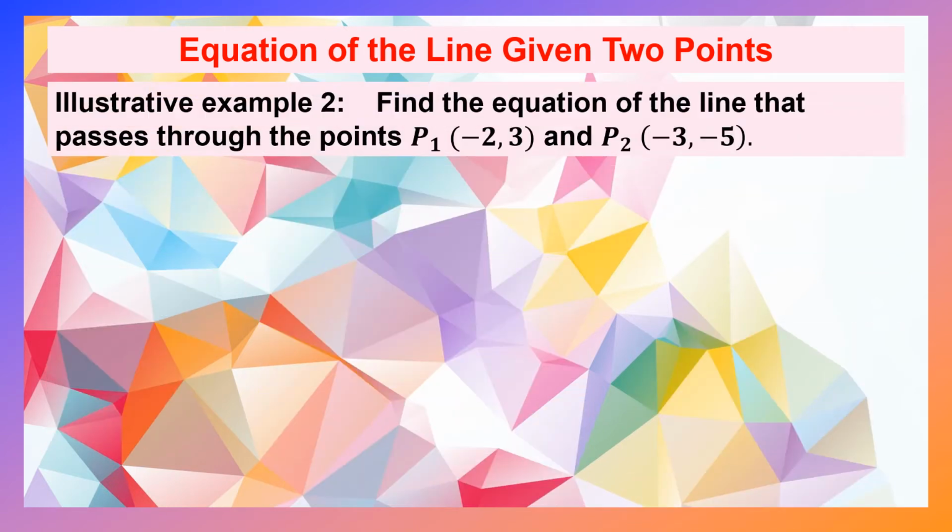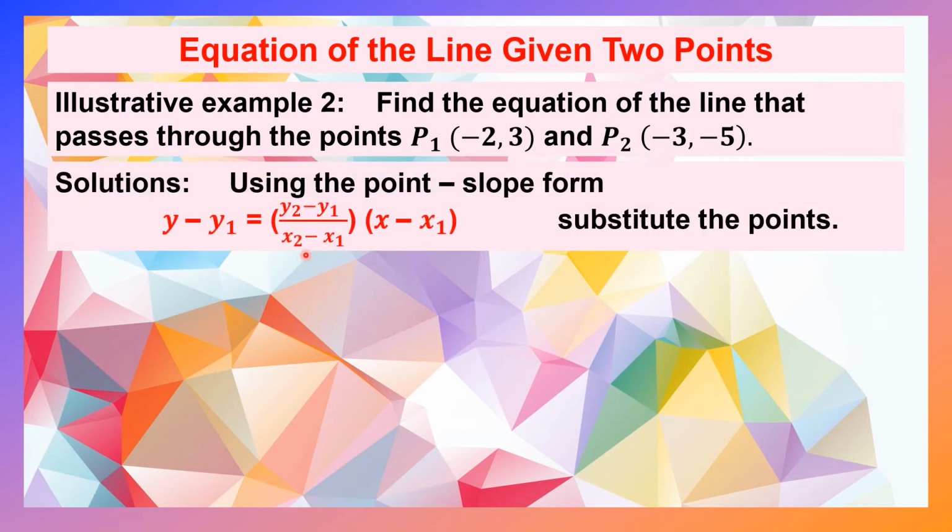Let's have illustrative example number 2. Find the equation of the line that passes through the points P sub 1 is negative 2, 3. And our P sub 2 is negative 3, negative 5. So, using our formula, point-slope form, isubstitute lang natin yung ating mga points.